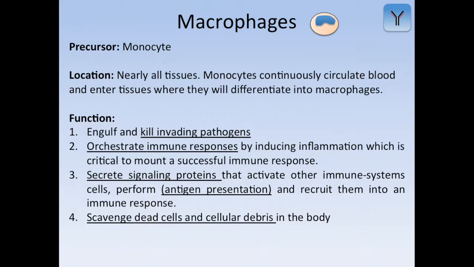So let's begin here with macrophages. The precursor of macrophages is the monocyte. They're located in all tissues because the monocytes continuously circulate the blood, and then they enter tissues where they differentiate into macrophages.